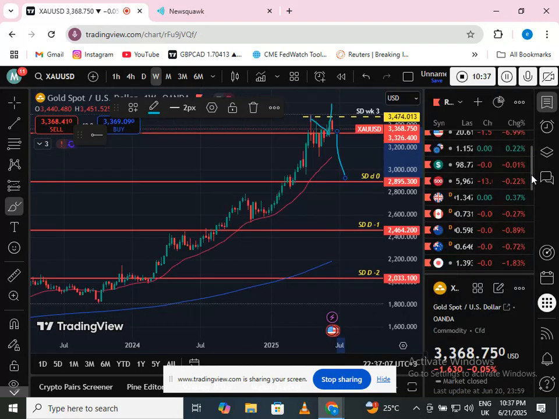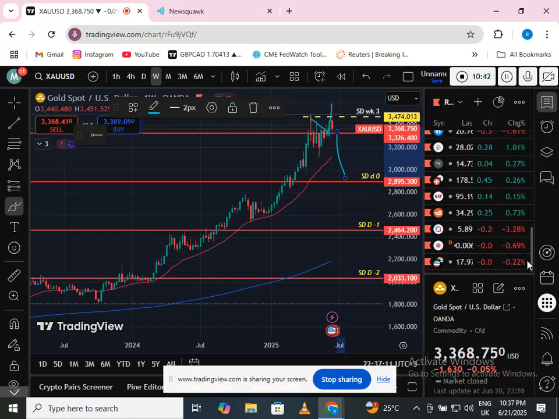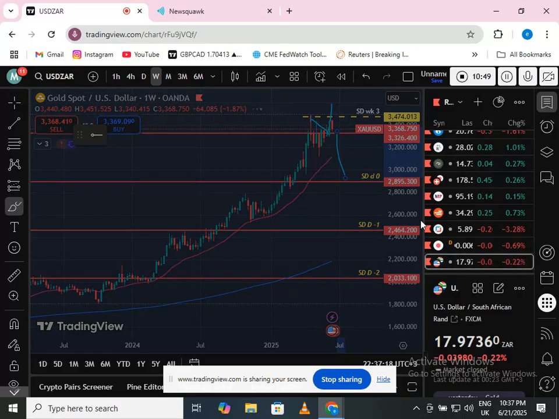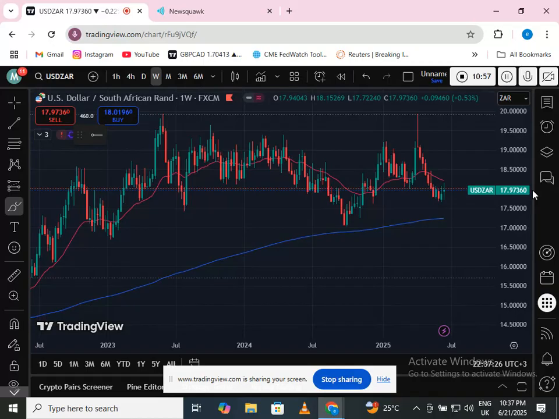So let's take a look at the other pair. Let's take a look at the USD, or some people call it the USD South African rand.